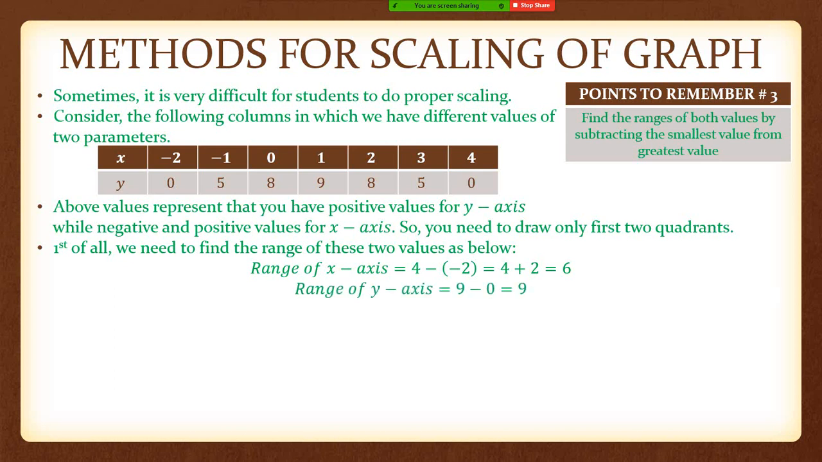Next, the range of the y-axis. The greatest value for y is 9. The smallest value for y is 0. So 9 minus 0 equals 9. It means along the y-axis we have to plot 9 values for y.